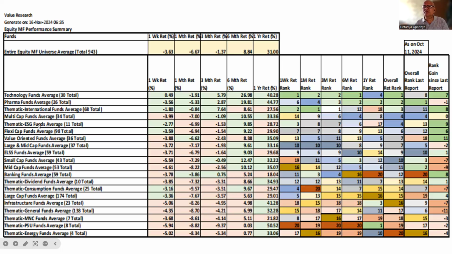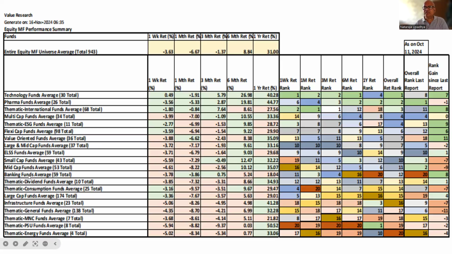ESG funds ranking improved by 9. Flexi-cap funds ranking improved by 6. Then value-oriented funds ranking improved by 11. Large and mid-cap funds ranking fell by 2. ELSS ranking improved by 1. Small cap funds ranking fell by 7. Mid-cap ranking fell by 9.